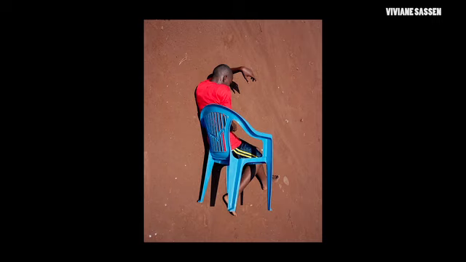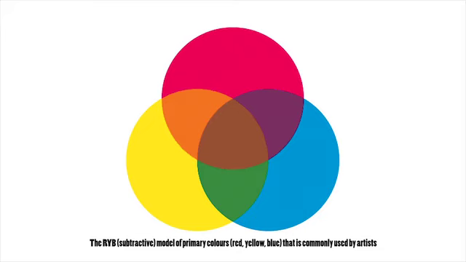Okay, I'd like you to make a series of photographs that showcase each of the subtractive primary colours. So you might want to take inspiration from William Eggleston or Vivian Sasson or any other photographer you like, or you might just want to see what comes out. So we are going to use the red, yellow and blue model of primary colours. Sometimes this is referred to as the subtractive model.